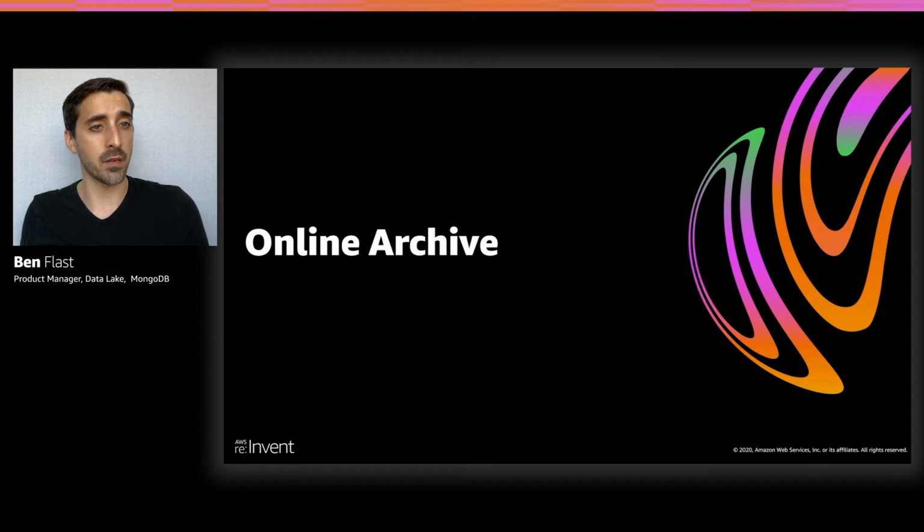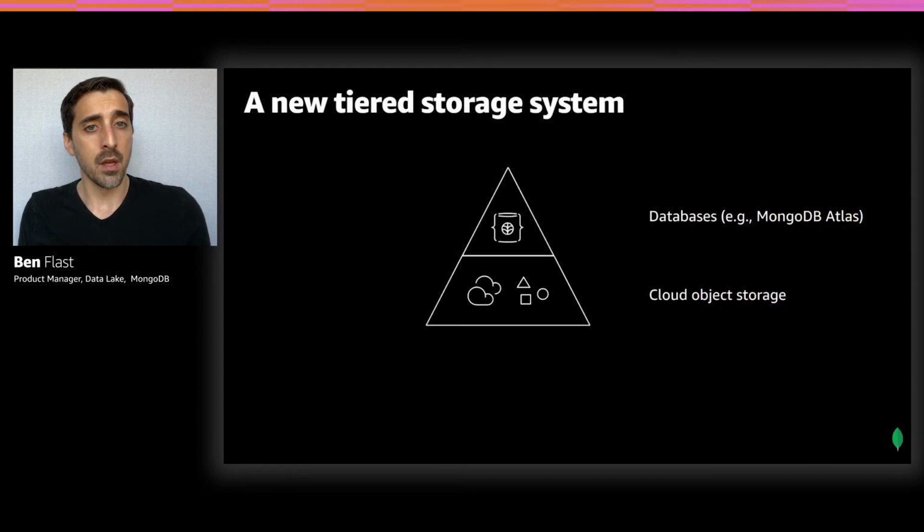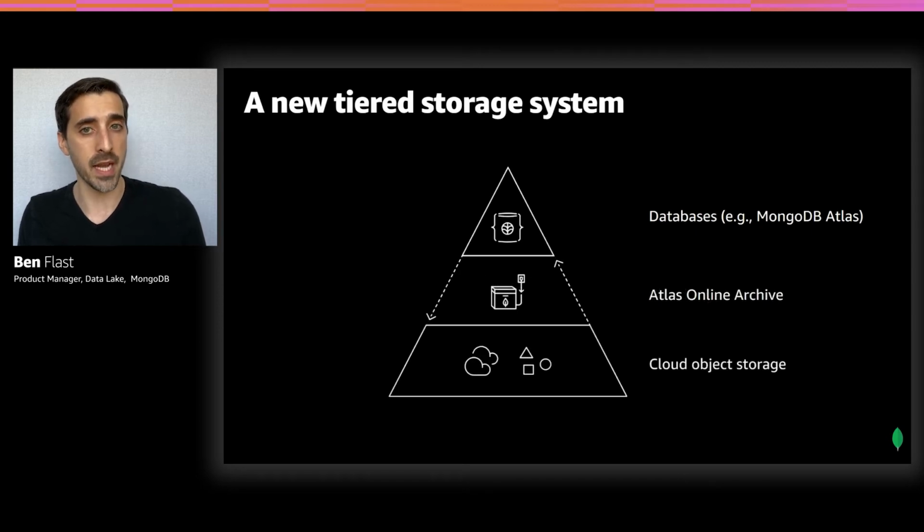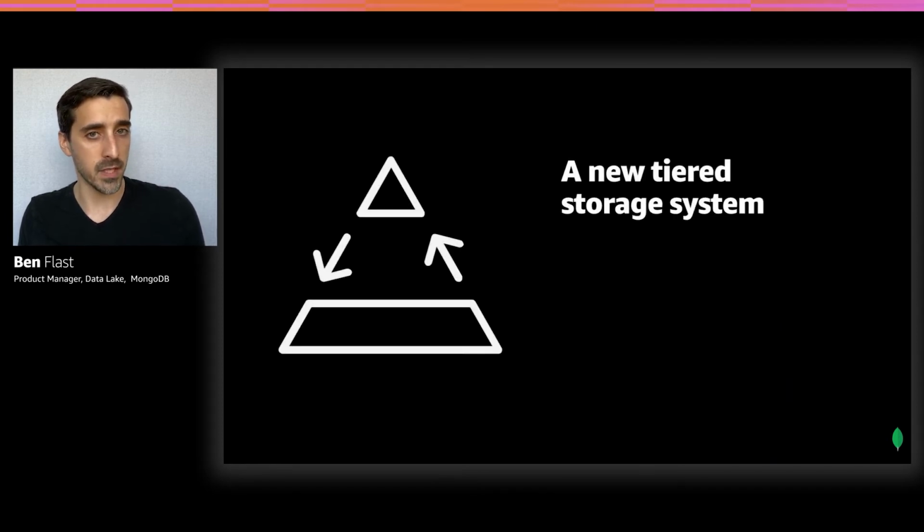And that's how Online Archive was born. For our solution, we started by looking at the two key components we'd need to utilize, the database and the cloud object storage. Then we thought, what's the best way to connect them? We came up with a configurable and automated way to move data from one storage layer to the other and make them both seamlessly queryable. And that's Online Archive in the middle of this diagram.